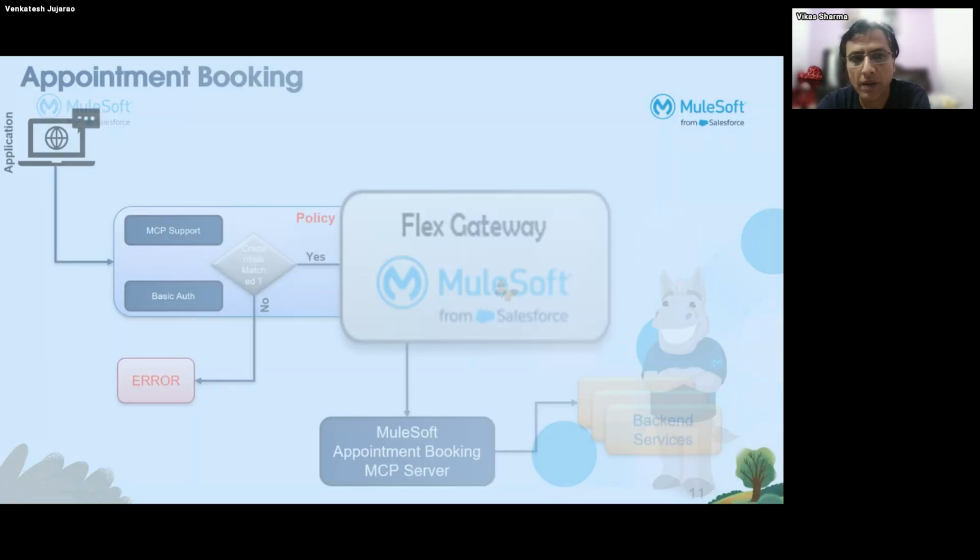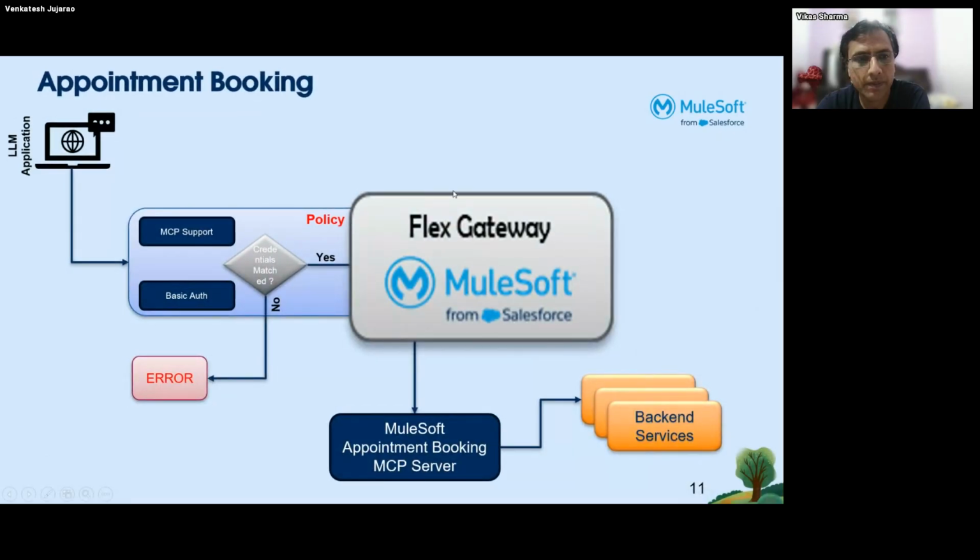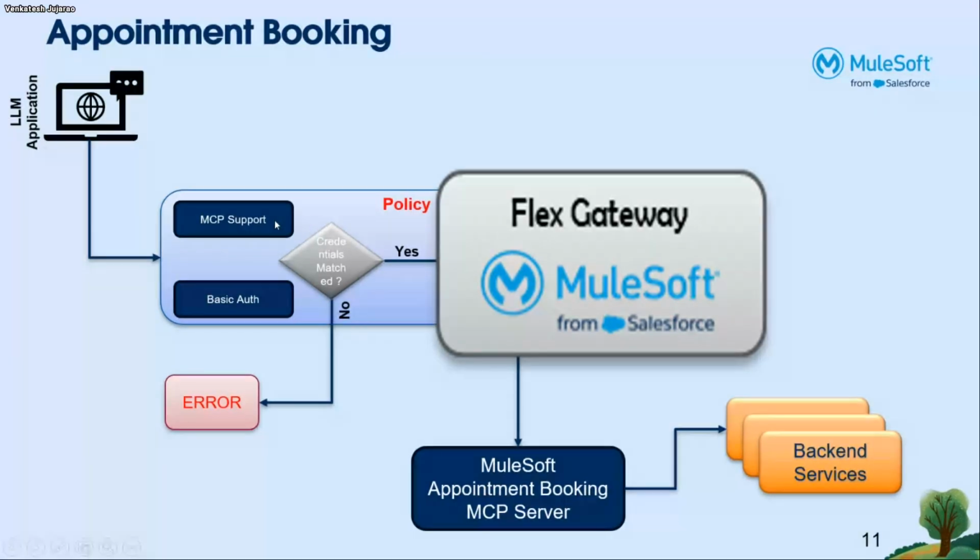So I was talking about this: we have a Flex Gateway, on top of that we'll be applying policies, and then we'll have our LLM application. The LLM application will communicate to our MCP server via Flex Gateway. We'll be applying two policies: basic auth to protect our MCP server, and MCP support. Now, MCP support doesn't use the typical HTTPS protocol; it uses the MCP protocol, which basically requires a long-living streaming connection.